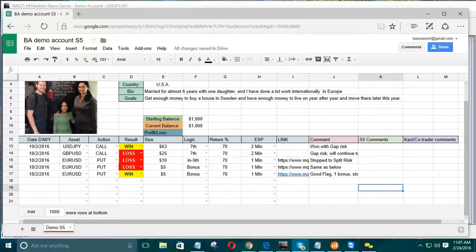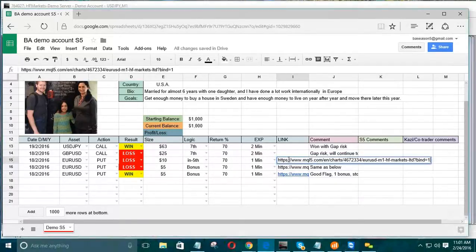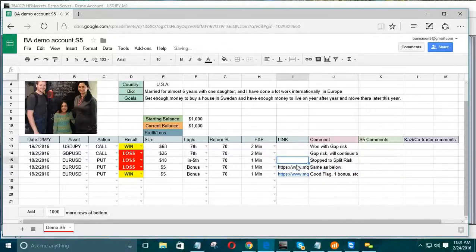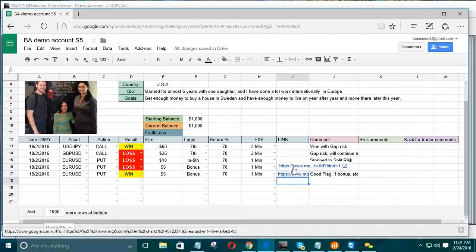You can use the same chart, and then on the link, you can put "same as below," because this was the same chart here basically. So I use the same chart. You don't have to put the link a bunch of different times. And yeah, if you do a D flag and a bunch of stuff like that, you can use the same chart. You don't have to save 20 different charts if it's the same cycle.